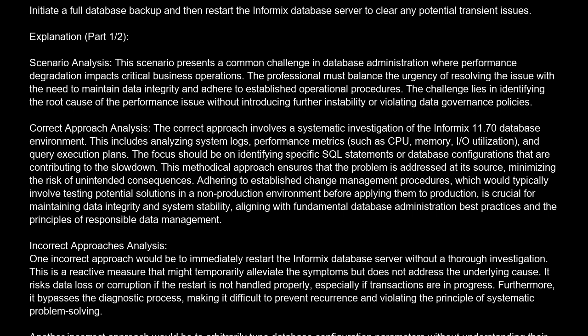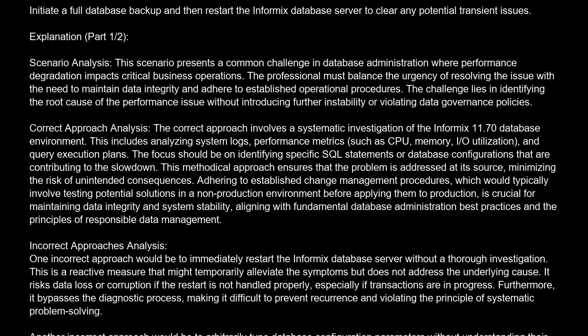The professional must balance the urgency of resolving the issue with the need to maintain data integrity and adhere to established operational procedures. The challenge lies in identifying the root cause of the performance issue without introducing further instability or violating data governance policies. Correct approach analysis.